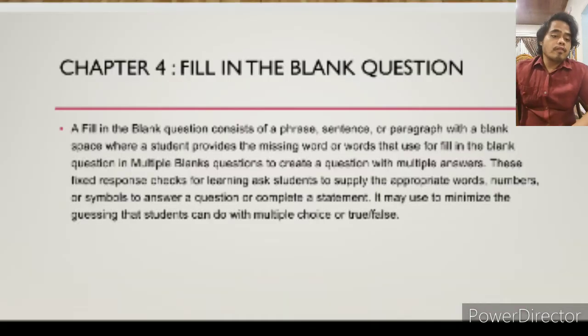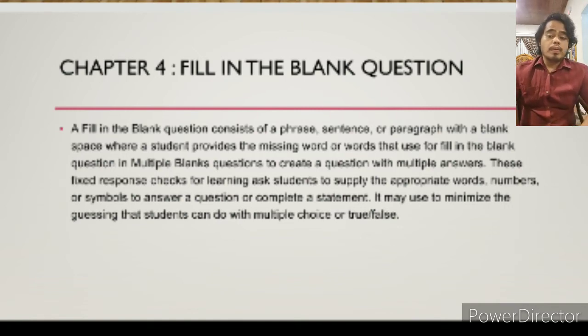So next is chapter 4, fill in the blank questions. As you can see, a fill in the blank question consists of a phrase, sentence, or paragraph with blanks. As you can see, there's an essay, there is a statement, and some of it is blank, and you may write the answer in there. So that's how to test the student with the fill in the blank question.